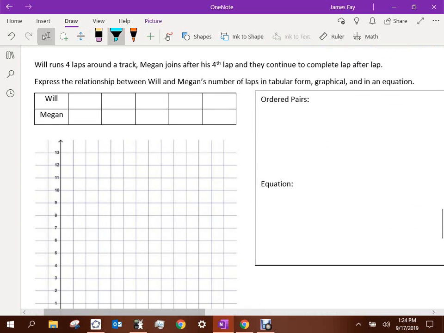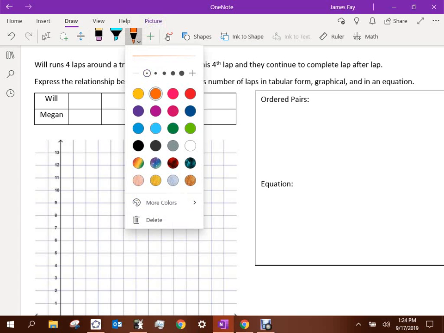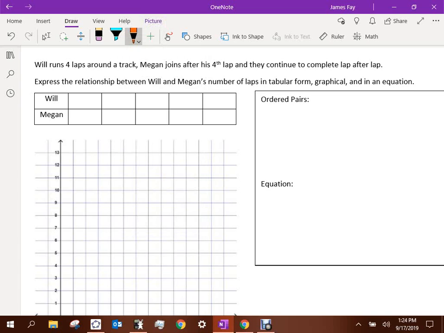Before we do it, how do you guys want to do it, so everybody's on the same page? Do you want your ordered pairs to be Will, Megan, or Megan, Will? The way I've set this up, and I probably should have thought about this a little bit better, most people would write them as Will, Megan. Okay, just because Will comes first, Megan comes second, right? Okay.